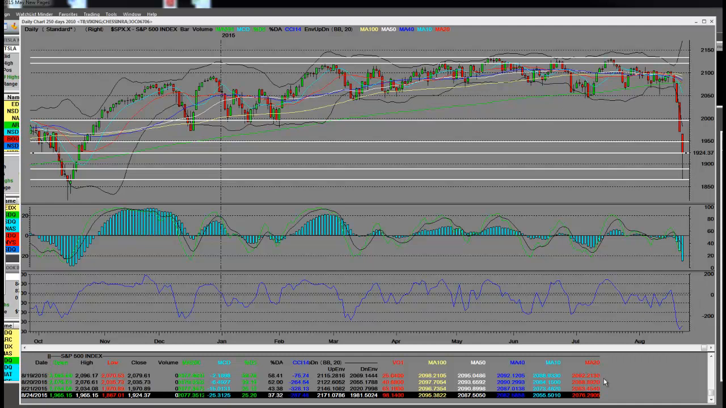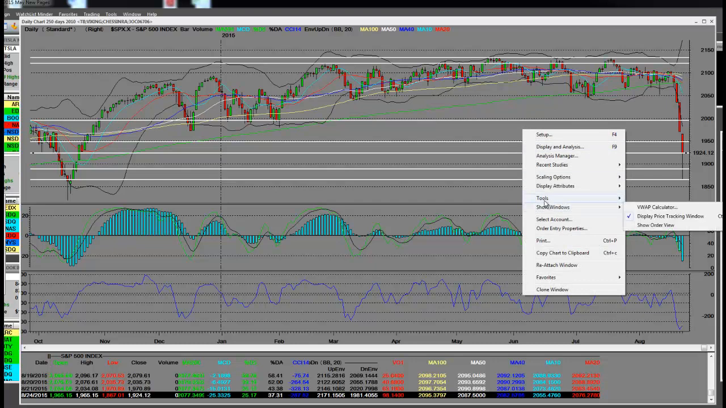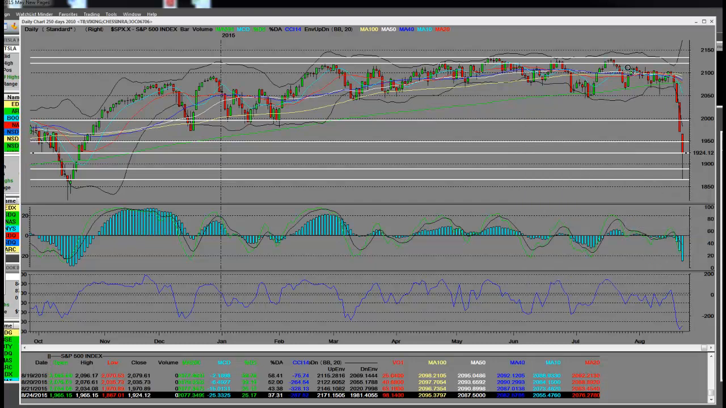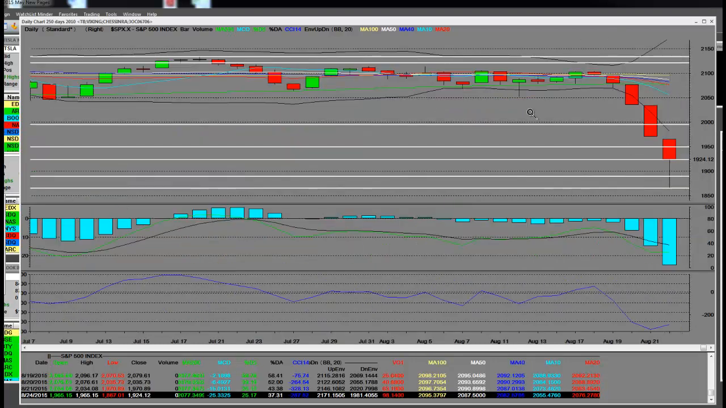And all I can say right now is that the technical damage is done up here. It's very bad, even though we're buying stuff, it's for a trade. We buy stuff off of the bottom and then we sell into it right away.